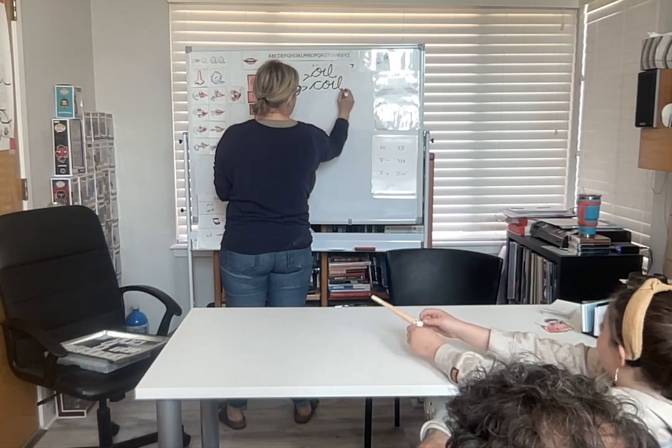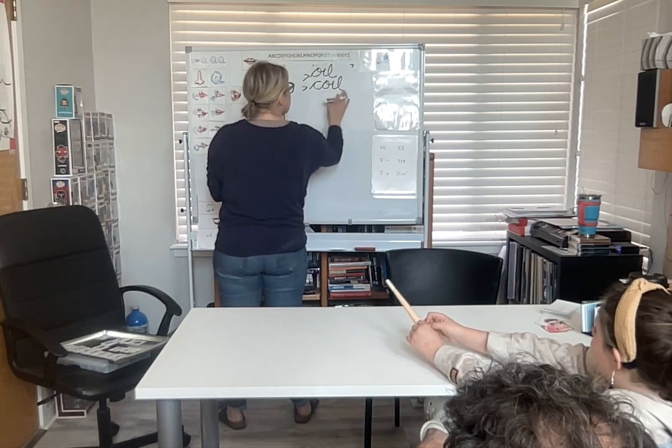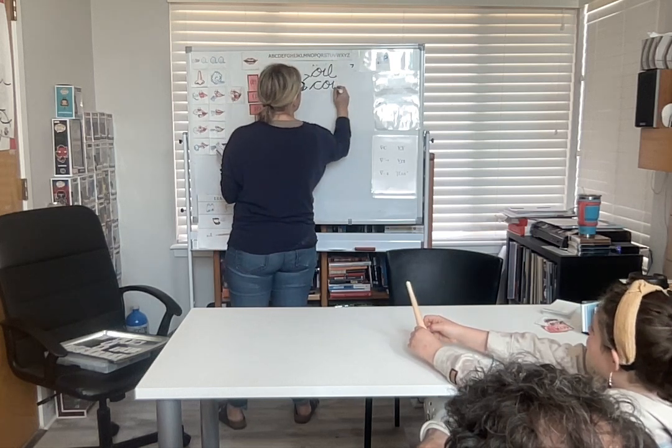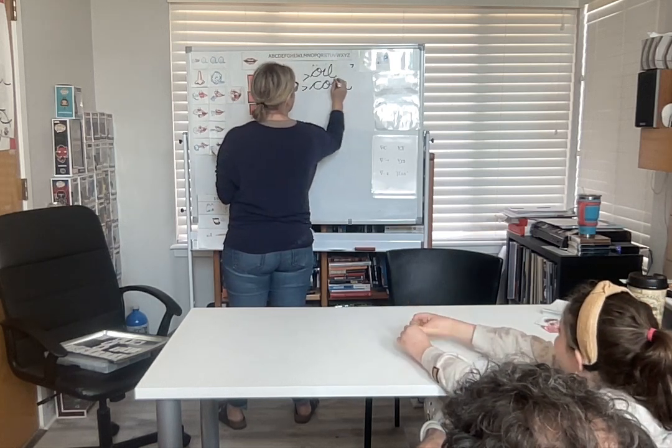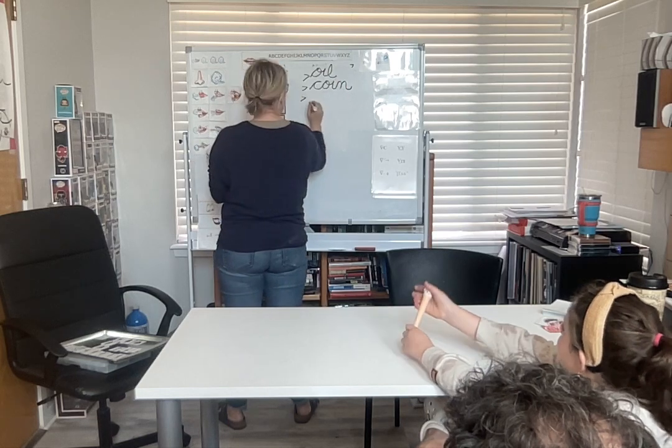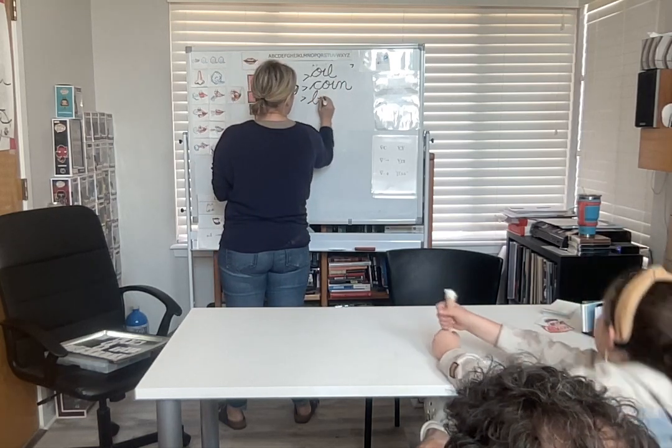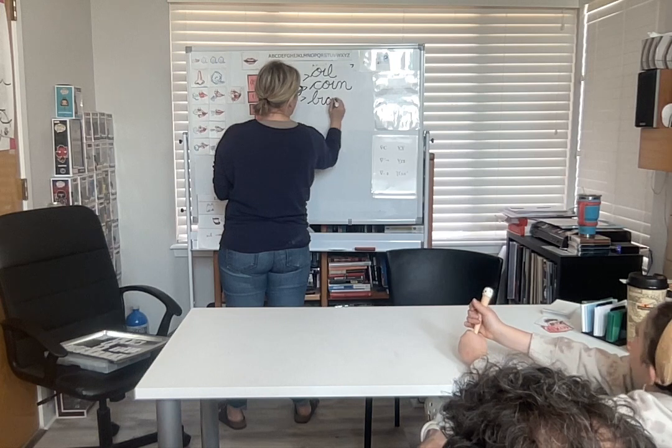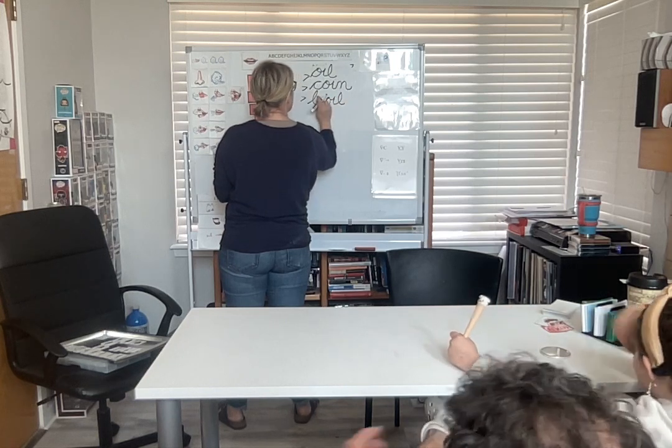I wrote the wrong one, I forgot the N. I could have written that one, I guess. And then I've got B, R, O, I, L.